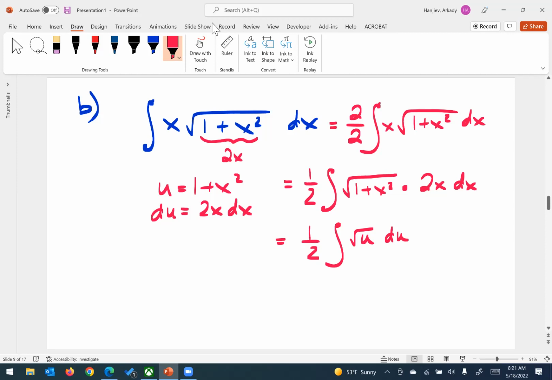Now, notice when I do that, I'm back to 5.4. That's exactly what I want to get to. I want to get to a function I can take the antiderivative of, done. All right, a little bit of work here. So 1/2 antiderivative of u to the 1/2 du. And we keep on going.